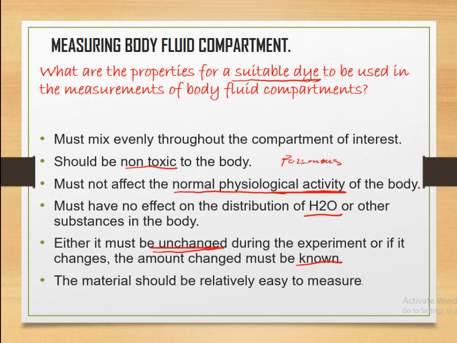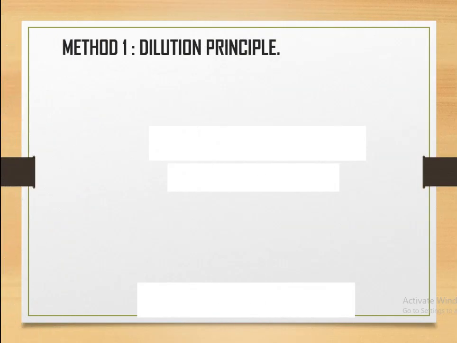So these are the 6 properties that any dye is supposed to have to qualify to be used for measurement of body fluid, any body fluid. So when you're doing your research, make sure that whatever dye you're using obeys those rules. Now, let's look at some of the methods which can be used to measure this body fluid.